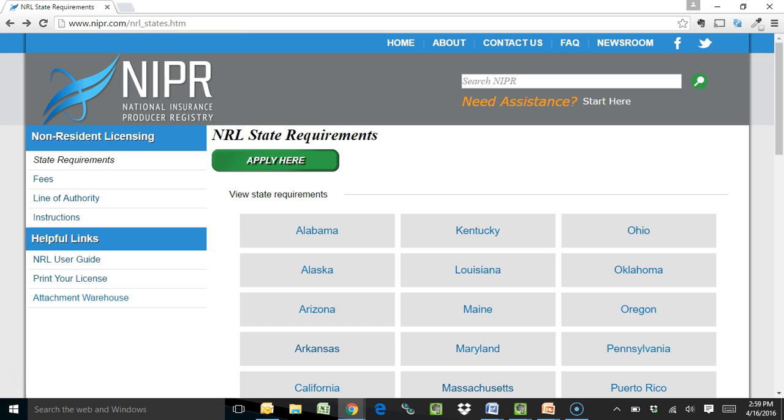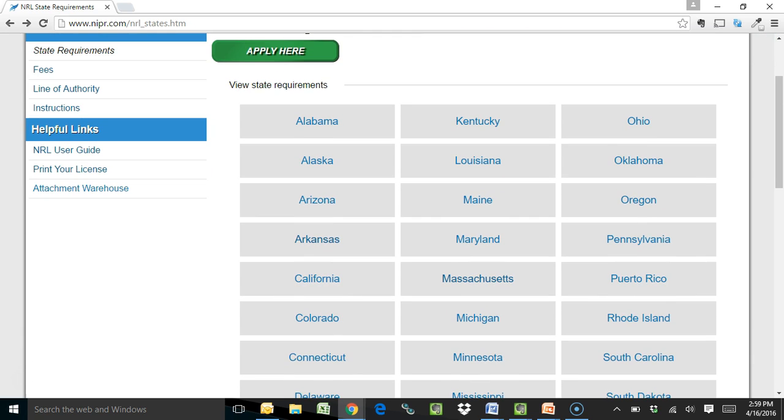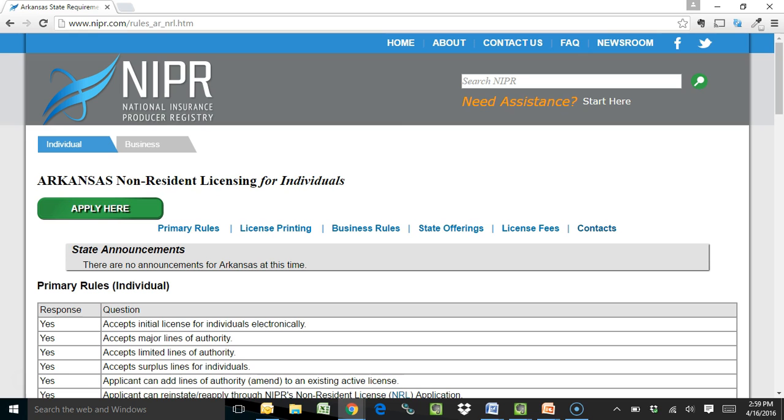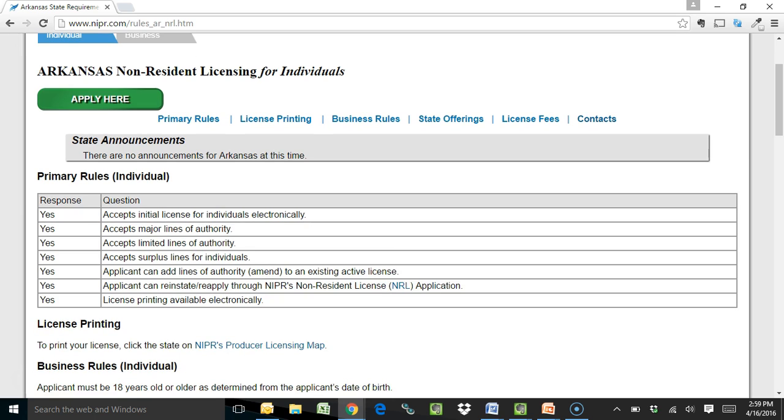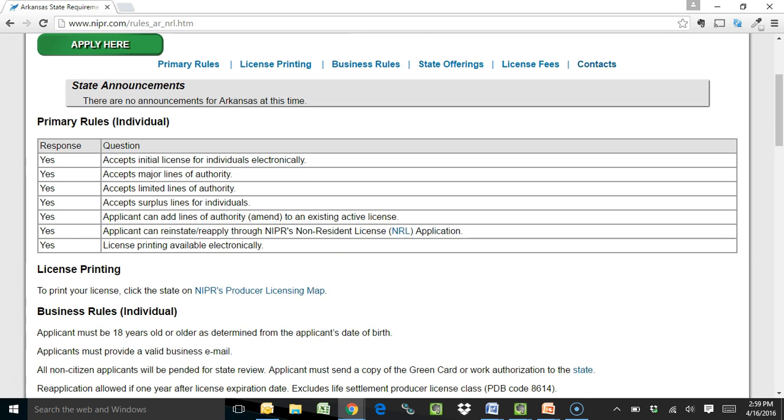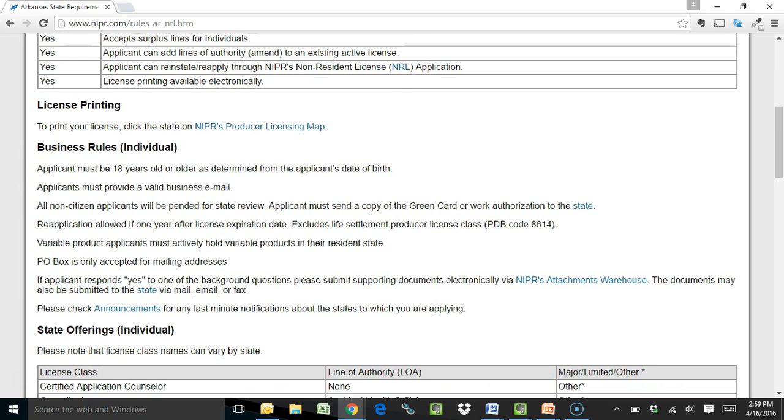My recommendation here is find the state where you're looking to get licensed. So let's say you want to get licensed in Arkansas and you're not an Arkansas resident. What you're going to do is look on here. It's going to have some good information for you as far as what type of licenses they would allow you to get, how to look up your license once you have it, some of their rules, which for the most part the rules are pretty similar for every state. Sometimes they're going to have some nuances, so always double check that.